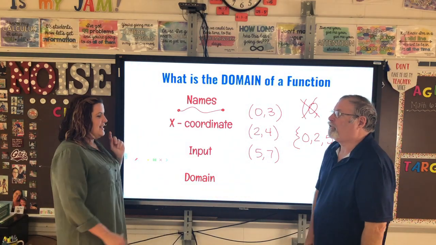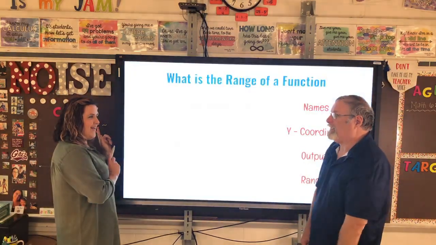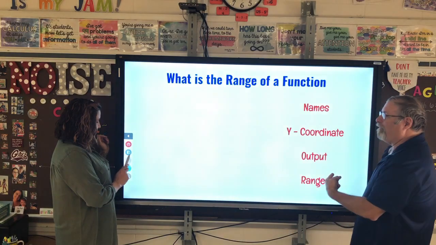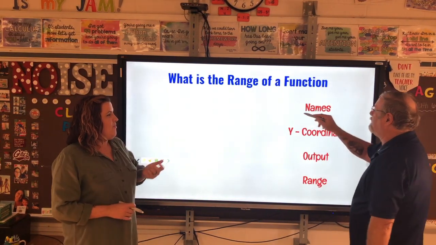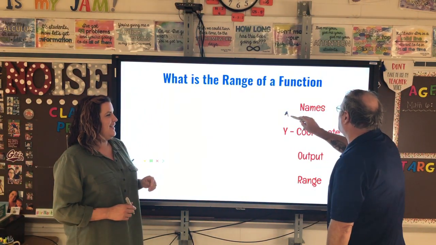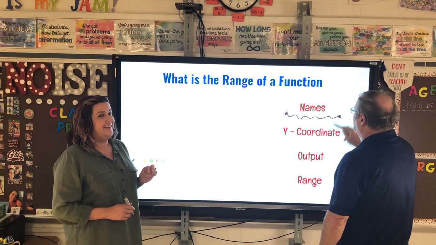So if domain is the x, then we have three names that mean the same thing for the range also. That's right. Oh, let's see, how did you do that? You went, and then you went, squiggly. It didn't go that slow.